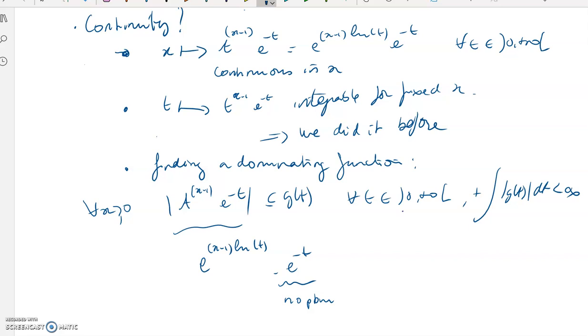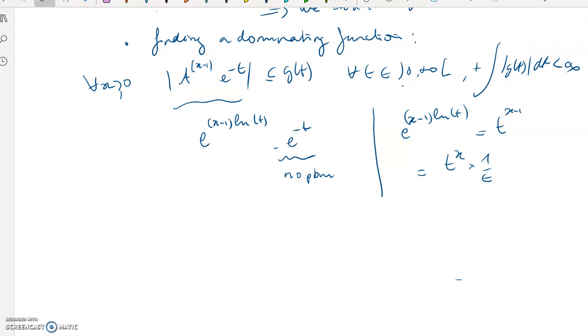the exponential of (x minus 1) times log of t. Let's work on that term, which was actually t^(x-1), and that I can rewrite as t to the x times 1 over t. So you see, first of all, it's going to depend whether t is between 0 and 1. Why? Okay, let's see what we have. t to the x times 1 over t.